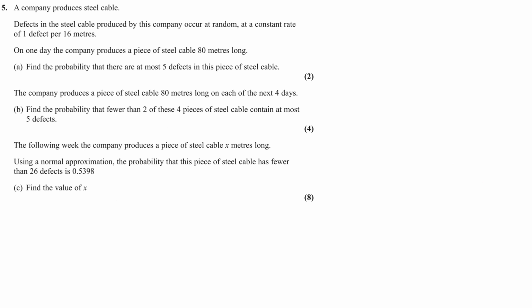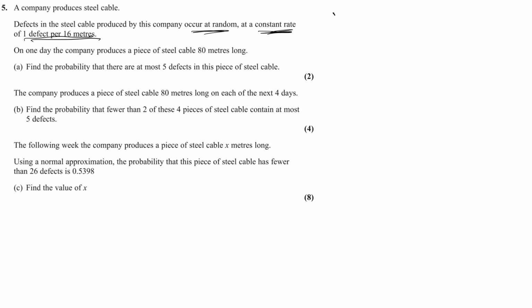Okay, next question. A company produces steel cable. Defects in the steel cable produced by this company occur at random at a constant rate of 1 defect per 16 meters. So we're looking at Poisson here, because it's obviously occurring randomly at a constant rate. That's the important one. Now, 1 in 16. On one day, the company produces a piece of steel cable 80 meters long.